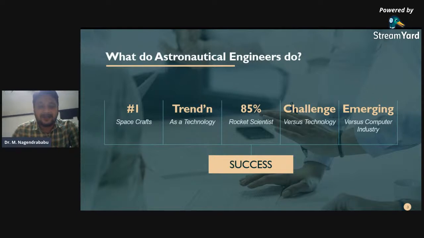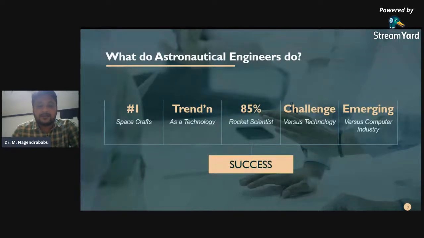And coming to one of the salary perks, I don't want to discuss it, but everyone looks at those perks. Around 80,000 USD per month as a beginner is what you can earn being an aerospace engineer at international standards.